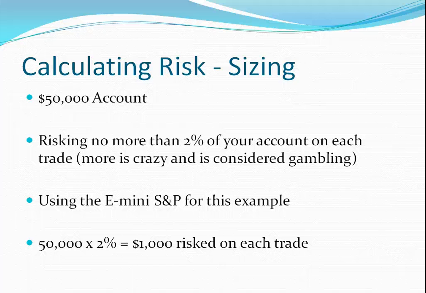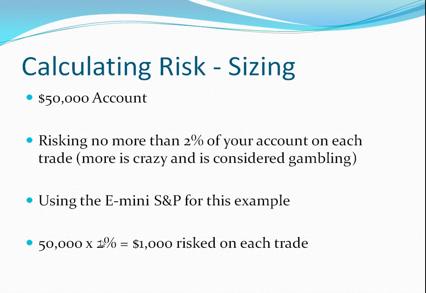We're going to give you an example here of a $50,000 account. That's a modest size account when starting to trade. And the rule of thumb in trading is risk no more than 2% of your account on each trade. I believe that if you're risking more than that, it's crazy for one and considered gambling, and more likely than not you do not have a large enough account to be trading with. So in this case, we'll use a $50,000 account. We'll be using the E-mini S&P for the example as well.